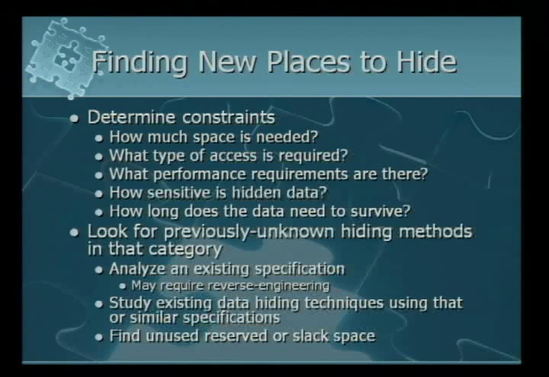Also, you want to figure out what type of access. Do you just want to be able to read and write it? Do you want to be able to execute programs? Things like that. Also, what are your performance requirements? Does this need high-speed access? Can you write it really slowly? Do you need to read it quickly? That can make a difference in how you hide things. For example, Stego tends to be very slow because the algorithms are complex, so that might not work if you have high-speed data requirements.